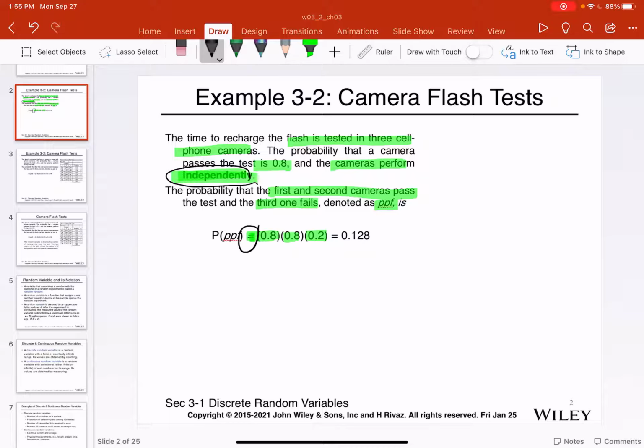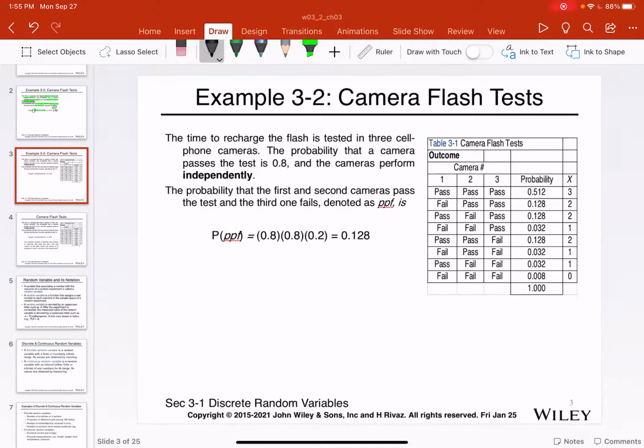So we have other outcomes in addition to PPF, right? Like we have PFF, we have FFP, we have so many outcomes that can happen, right? So let's try to tabulate them, right? So these are all of the outcomes that can happen. For example, all three of them can pass, right? So the probability of all three of them passing, PPP, is going to be 0.8 to the power 3, right? And that is this number, 0.512, right?